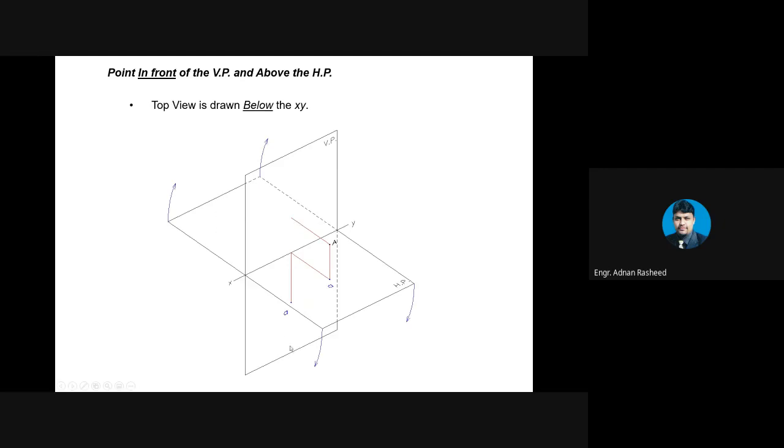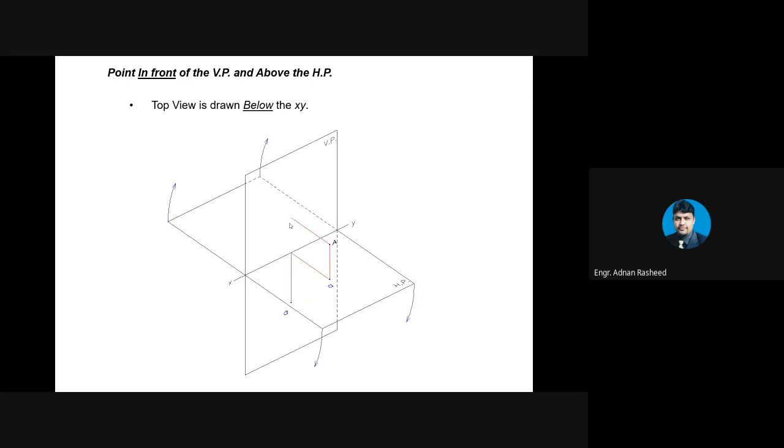Clear? So we have first and only third quadrant there. So that's why we will also study in our next lectures the first angle projection and third angle projection. You will never see the second angle projection and fourth angle projection. Only we have first angle projection and third angle projection.